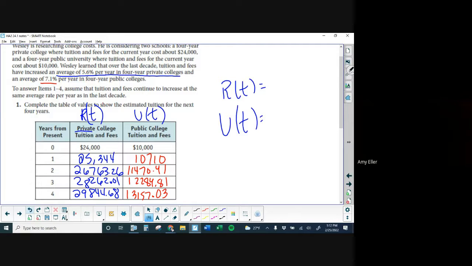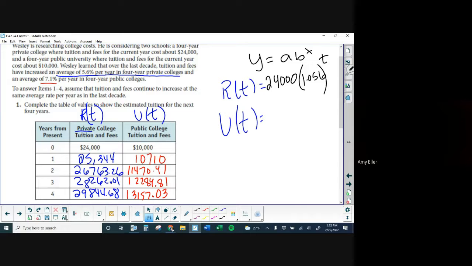So a lot of us are really good at writing linear equations. Is this one linear? No, it would have to go by the same thing every time. This is going up by the same multiple, which is exponential. So we know that exponentials look like this. The y-intercept, the starting value, was 24,000. And then whatever you multiply by every time, we multiply 1.056. Try to put it to the t power instead of x, since that's what it tells us to use.